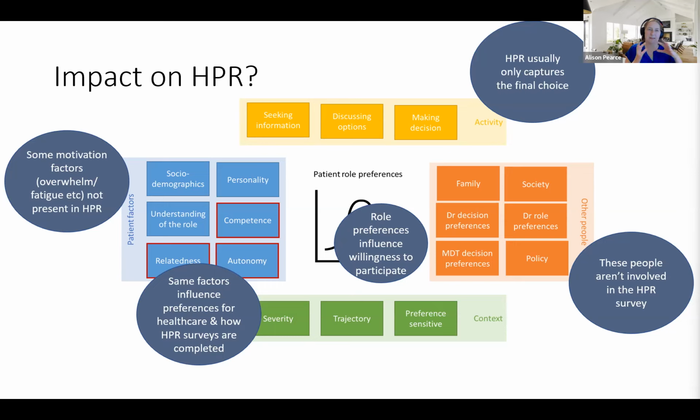And then I guess that's a type of hypothetical bias, and similar to that, a lot of those people who we would see involved in a decision that we've talked about, patients and clinicians, aren't obviously involved in a DCE or in a health preferences research study. And so you're missing their role in decision-making.